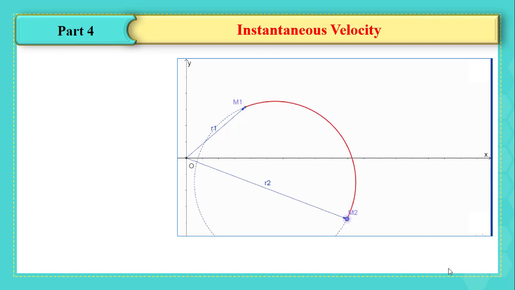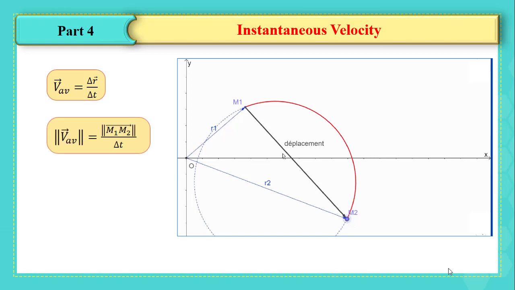The displacement vector between these 2 points is defined by delta r, which is equal to M1M2, equal to r2 minus r1. The average velocity vector between these 2 points is equal to delta r divided by delta t, and its magnitude is equal to the magnitude of M1M2 divided by delta t. The average speed is equal to the length of the arc M1M2 divided by delta t.